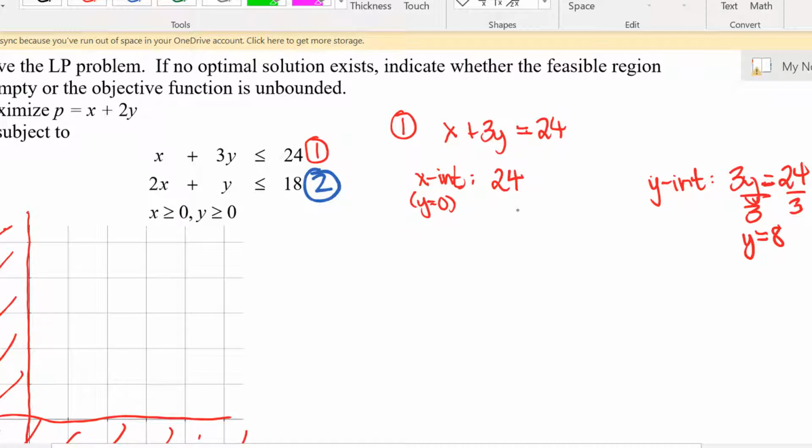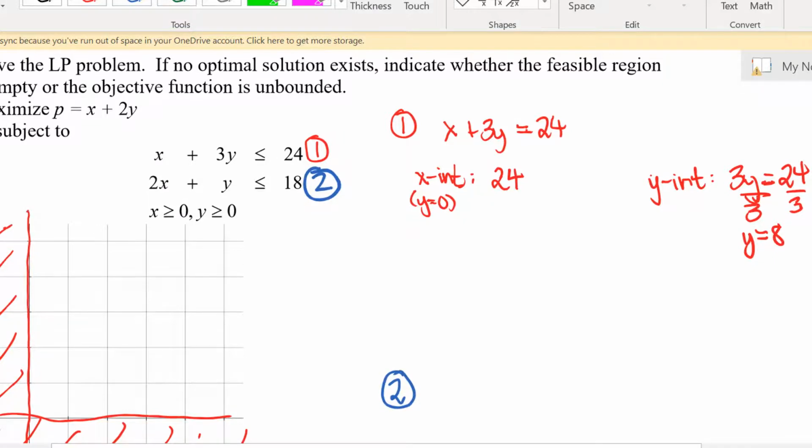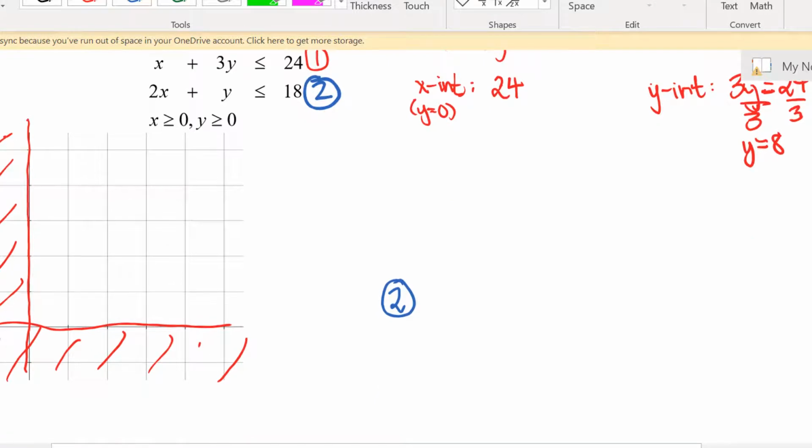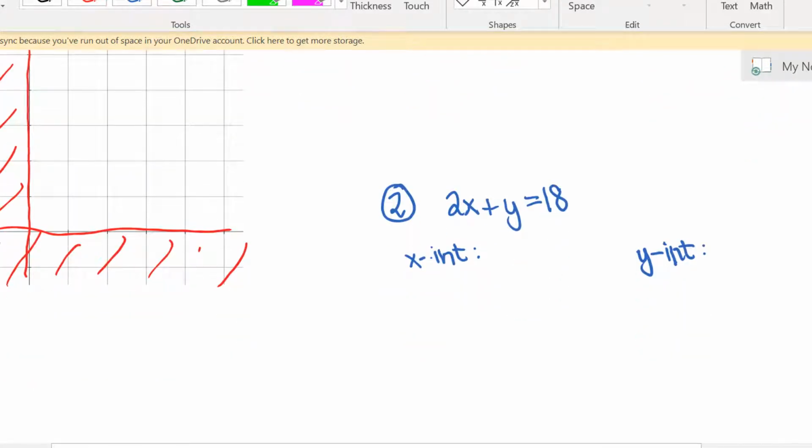So let's go ahead and do line 2, find its intercepts, and then we'll decide on a scale and worry about test points. So for line 2, look at the corresponding equation. Find the x and y intercepts. And remember, for the x, we plug in y equals 0. So we would get 2x equals 18. Divide both sides by 2, and we get x equals 9. And then for the y-intercept, plug in x equals 0, and we would just get y equals 18.